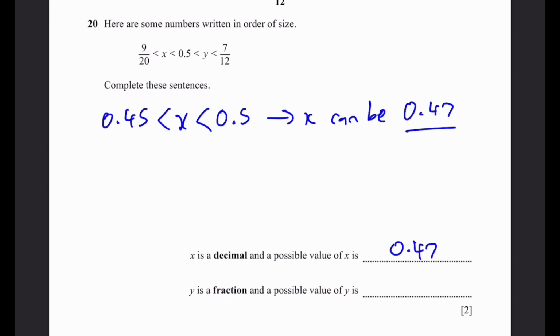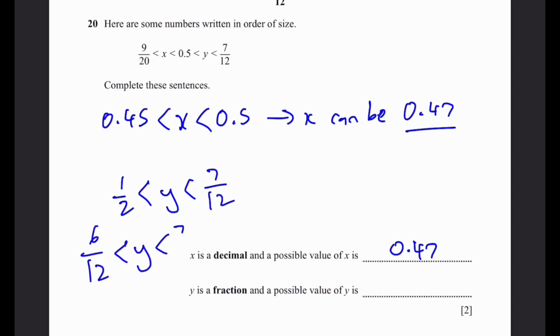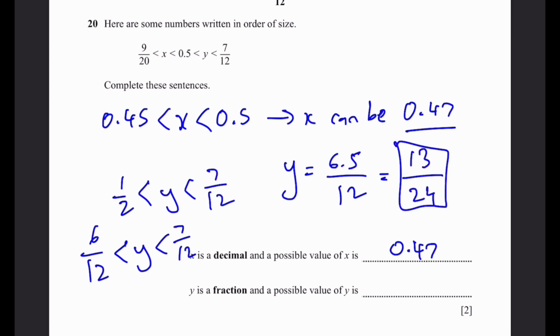Now y is a fraction. So let's convert this to a fraction instead of a decimal to make it easier. So 1 by 2 is less than y, less than 7 by 12. Now 6 by 12 is less than y, less than 7 by 12. Well, what number is in between 6 and 7? 6.5, let's say. So 6.5 by 12. But 6.5 by 12 is not a fraction because decimals cannot be there in fractions. So we multiply both numerator and denominator by 2. So this will be 13 by 24. By the way, this is not an equal to. It can be this value. There are a few other values you can choose, but this is the easiest one to find.